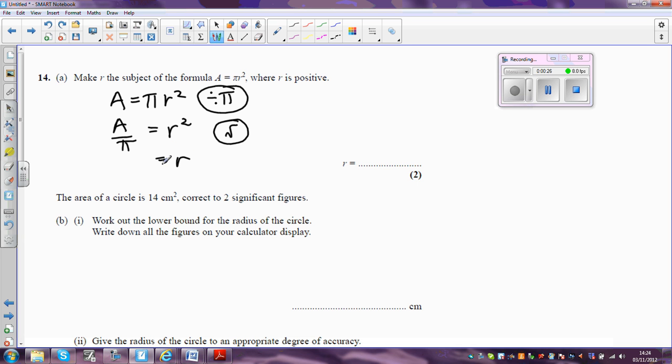The right-hand side becomes just r. The left-hand side, be careful how you write it, becomes the square root of A over pi. So r is equal to the square root of A over pi.